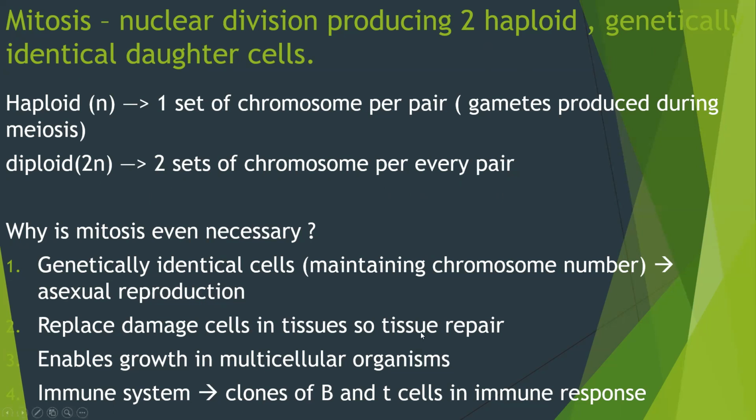So take a note in the exams, they will usually ask under tissue repair about mitosis repairing cells. It doesn't repair cells, it replaces the damaged cells, so it repairs tissues. It allows growth in multicellular organisms and also in the immune system, which we learn in chapter 11. We'll be talking about how cloning of B and T cells by mitosis results in an immune response.